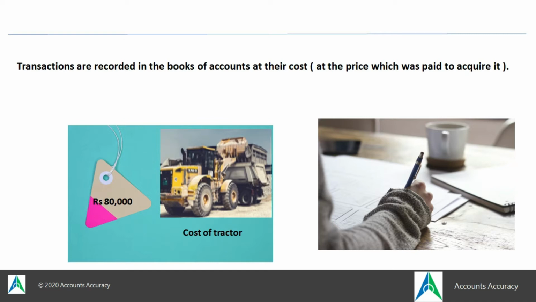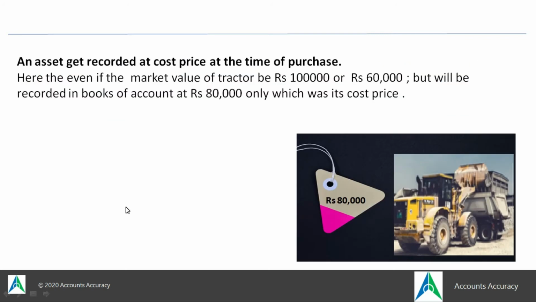Today, let's study about historical cost concept. Actually, historical cost concept tells us that transactions which are recorded in books of accounts, they are recorded at their cost price. That means the price at which they are actually purchased. Suppose if this tractor will be purchased at the rate of 80,000, that means it will be recorded in the books of accounts at 80,000. The day on which it was purchased, the cost was 80,000.